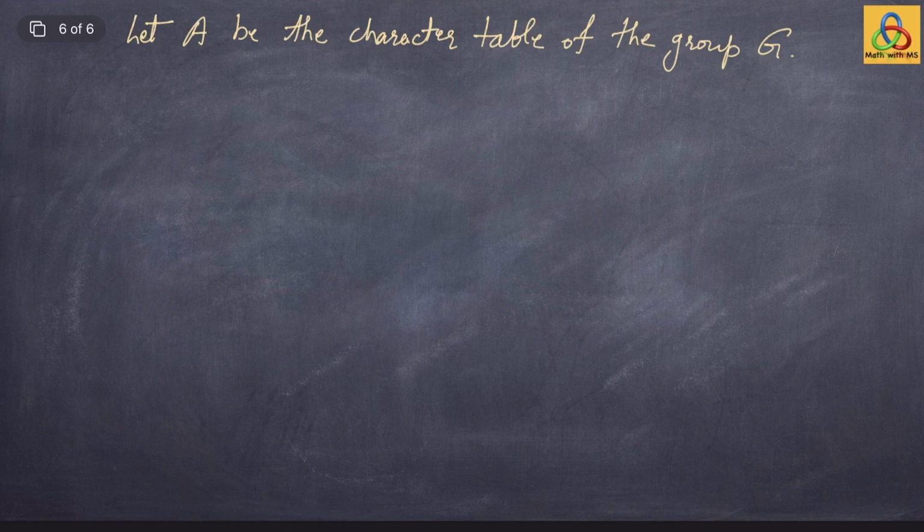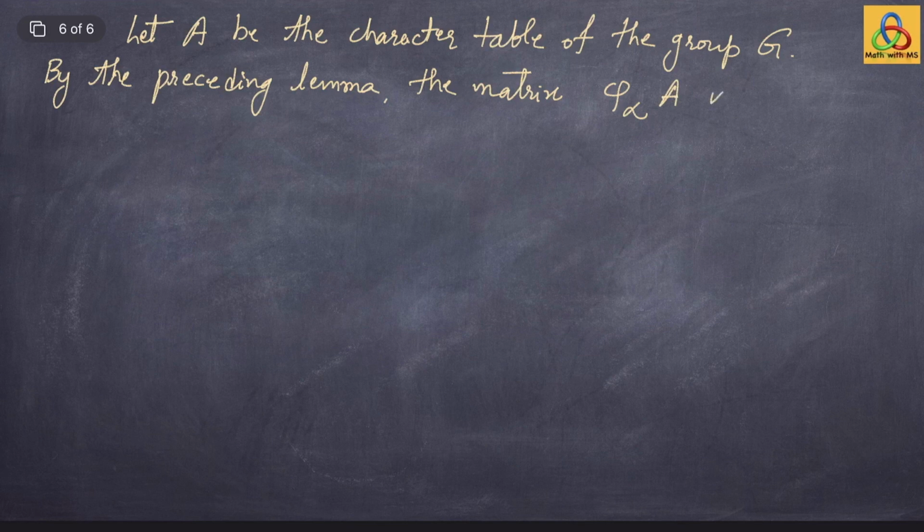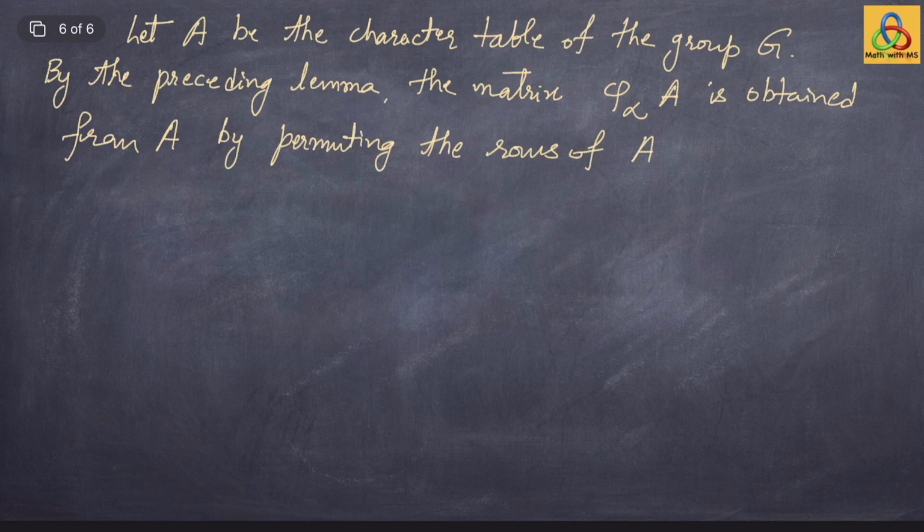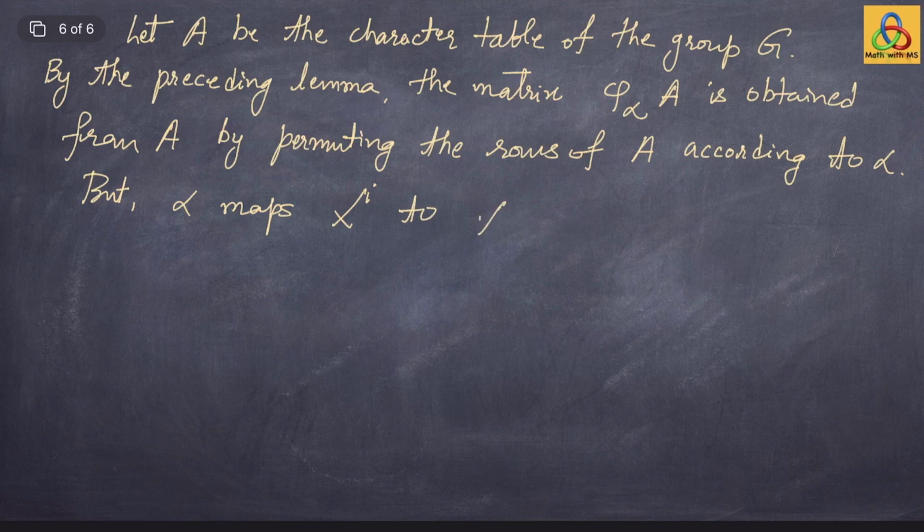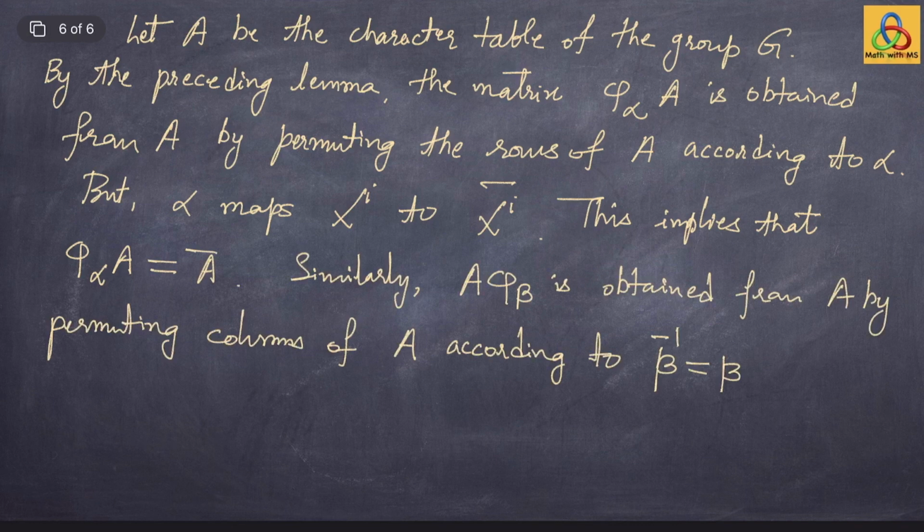By the preceding lemma, the matrix phi alpha times A is obtained from A by permuting the rows of A according to the permutation alpha. But alpha maps chi I to chi I bar. This implies that phi alpha times A is simply A bar. Similarly, A times phi beta is obtained from the matrix A by permuting the columns of A according to beta inverse, which is the same as beta.